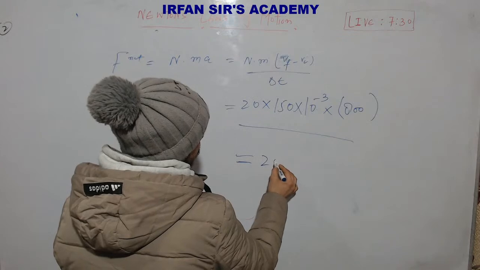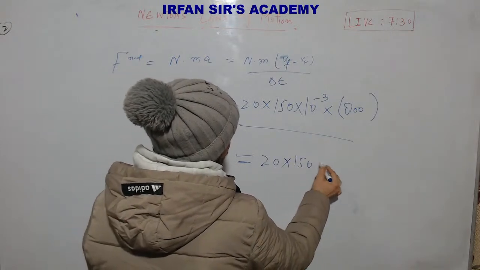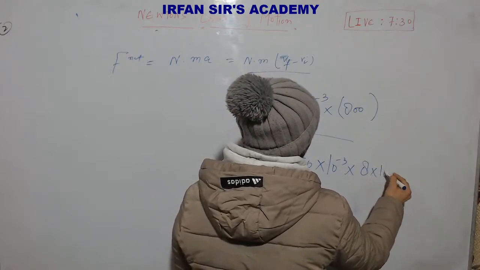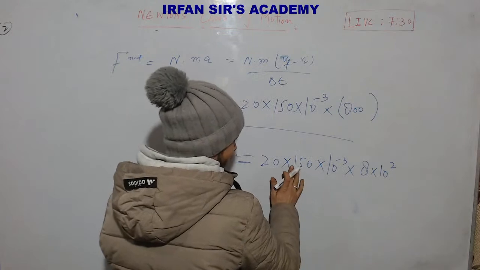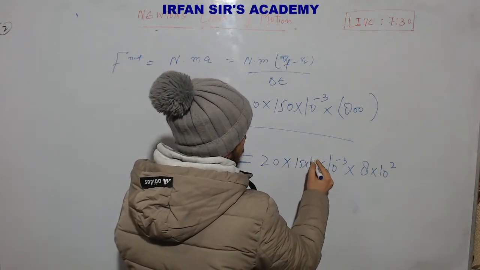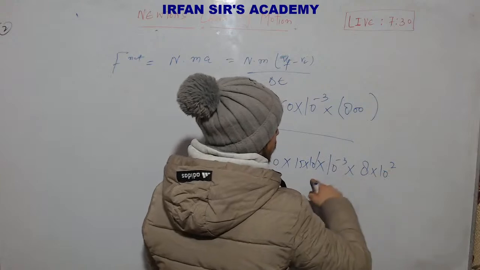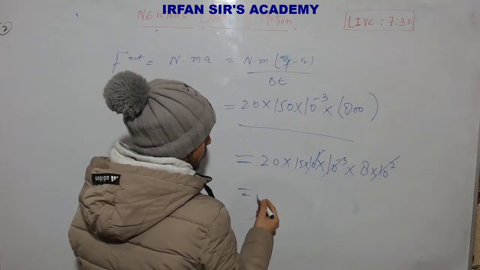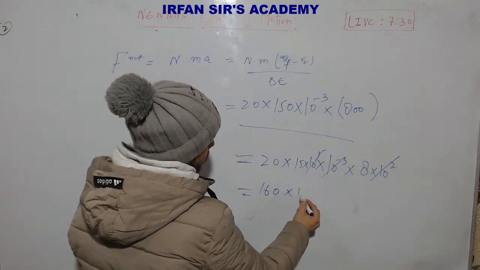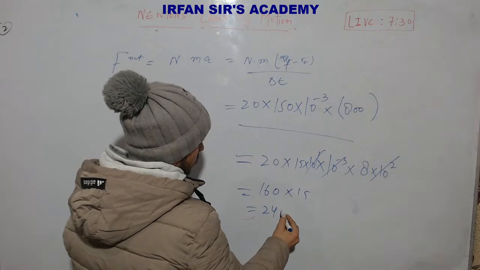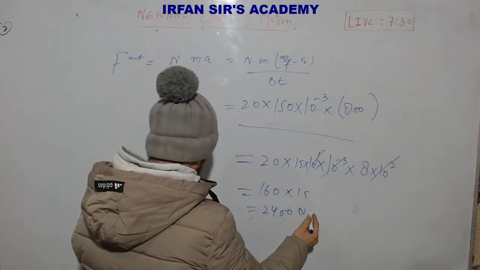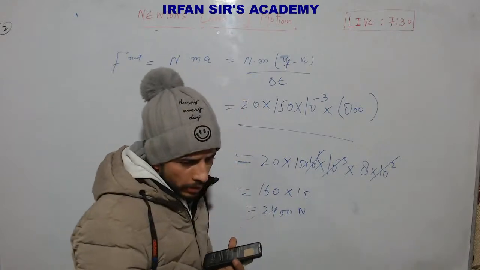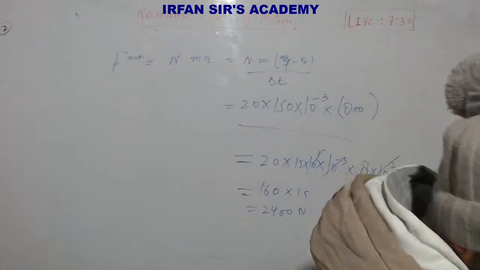It will be equal to 20 into 150 into 10 to the power minus 3. We can write 8 into 10 to the power 2, and we can write this as 15 into 10 to the power 1. 10 to the power 1, 10 to the power 2 is 10 to the power 3, and 10 to the power minus 3 will cancel out. 20, 15, 8, 8 into 2 is 160 into 15. It comes out to be 2400 newtons. Isn't this? Yes. Okay, nice. 2400 is the right answer.